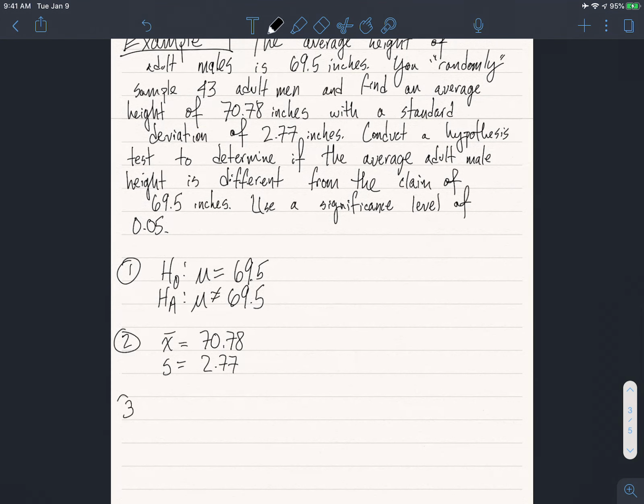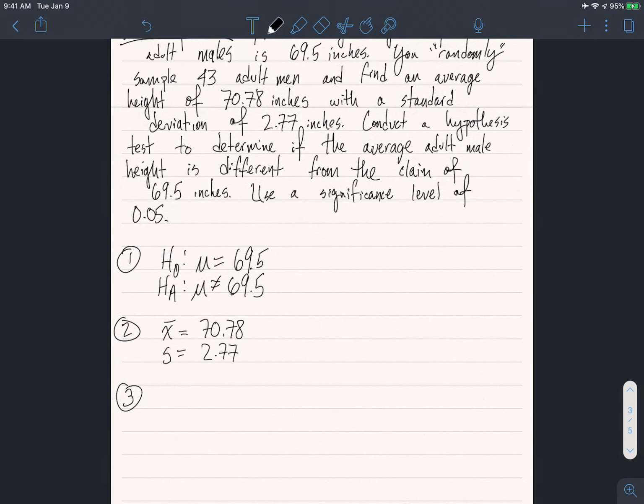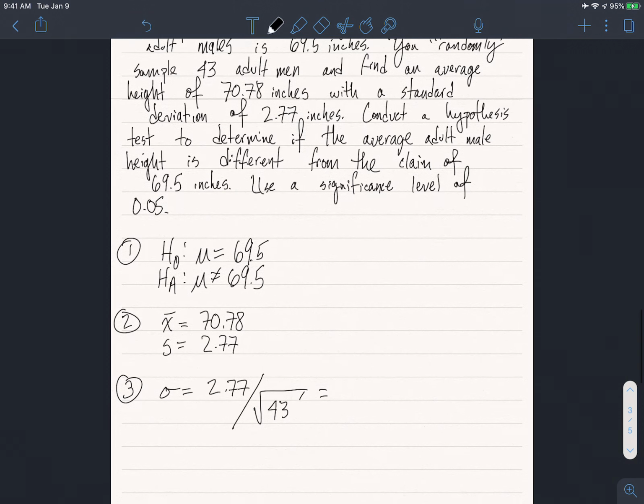Step 3 was find the z-score. Z-score is our value minus the mean over standard deviation. Standard deviation needs to be adjusted though. So you will take the old standard deviation, 2.77, divide by square root n. N, how many did we sample? 43. And 2.77 divided by the square root of 43. Gotta put that into the calculator really quick. Square root 43. I got 0.42.